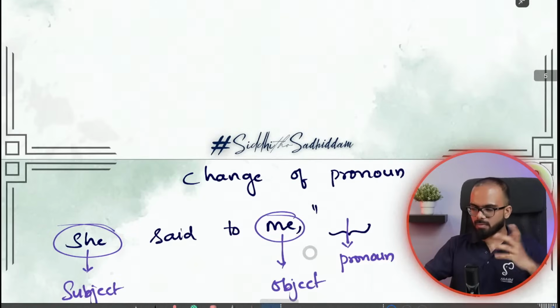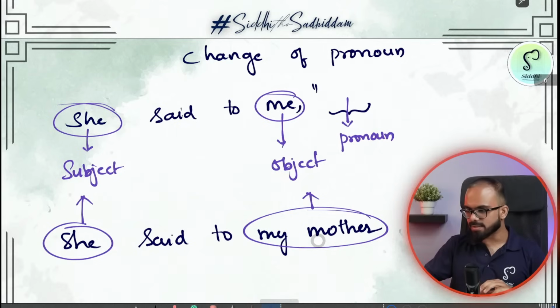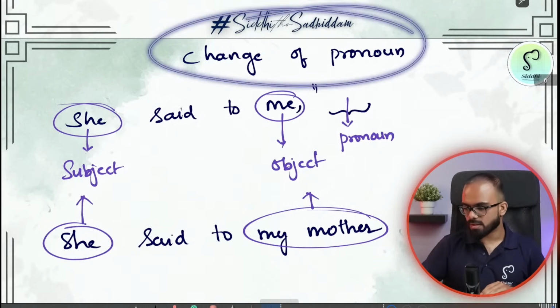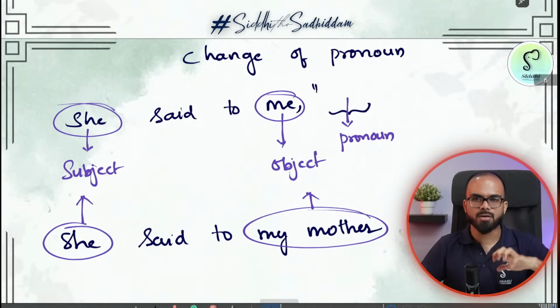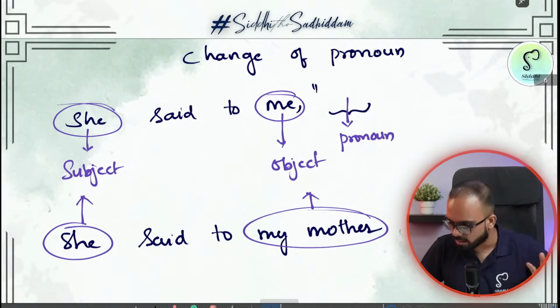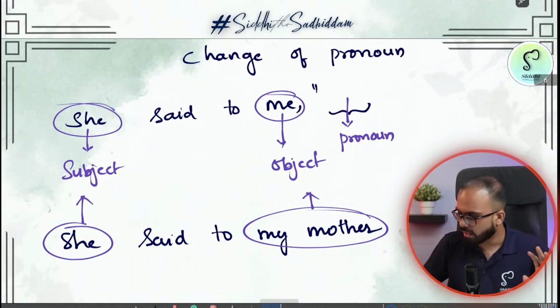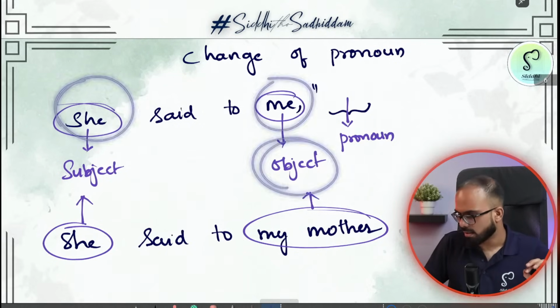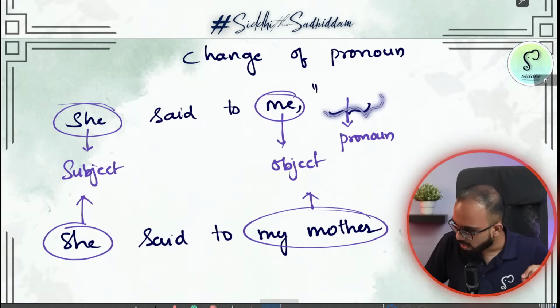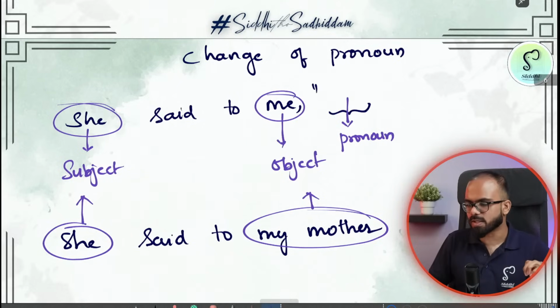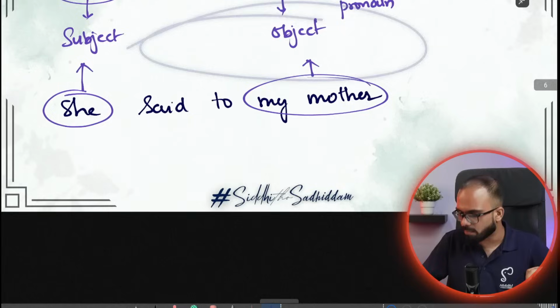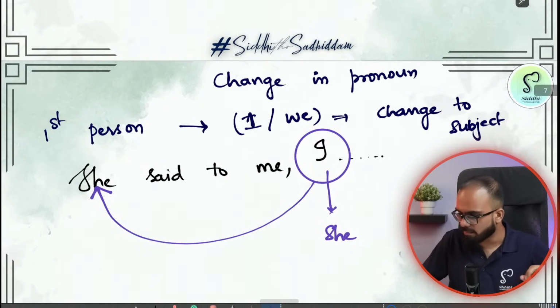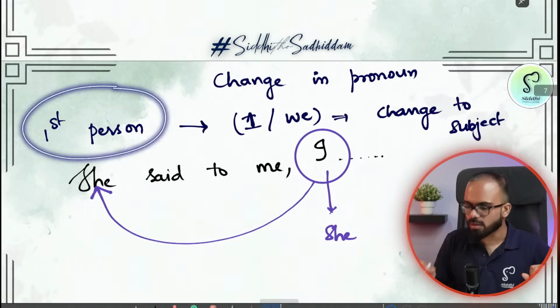Next, inverted commas, it's okay. Next changes are pronouns, right? If you can eliminate pronoun, then you can eliminate some of the answer choices. For example, she said to me, this is the object. Now, pronoun will depend upon this particular object. That is the first type of change in the pronouns, right? For example, in the sentence you have first person pronouns.